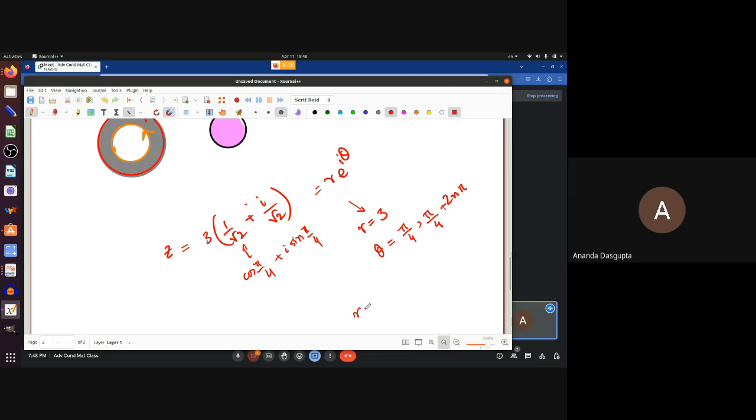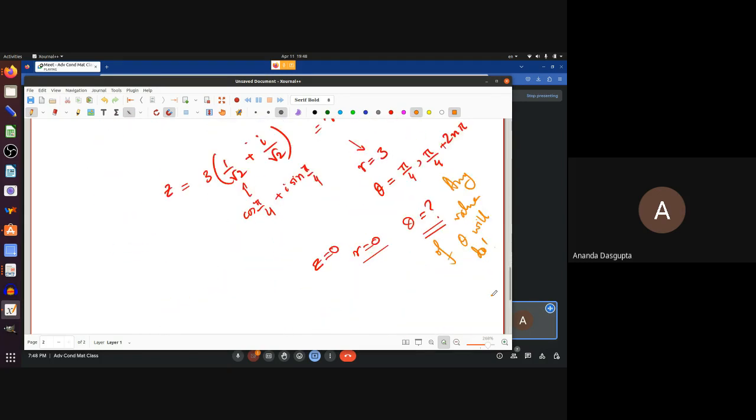But suppose I take r equal to 0, then of course z equals 0. Now what value of theta? When r is 0, so for z equal to 0, what is the value of theta? Any arbitrary value. Yeah, any value will do, right? This is the one exception to theta being fixed, at least modulo 2 pi, for a given z. When z vanishes, any value of theta will do, right?